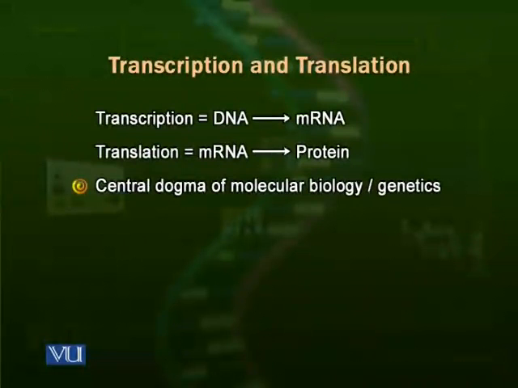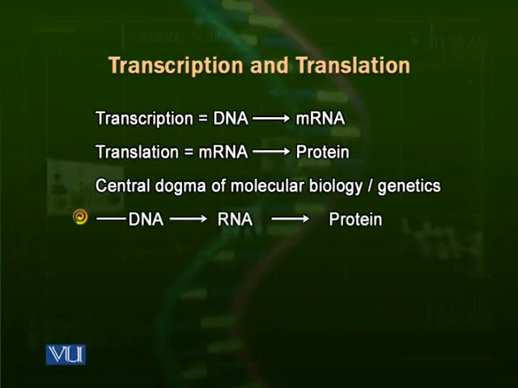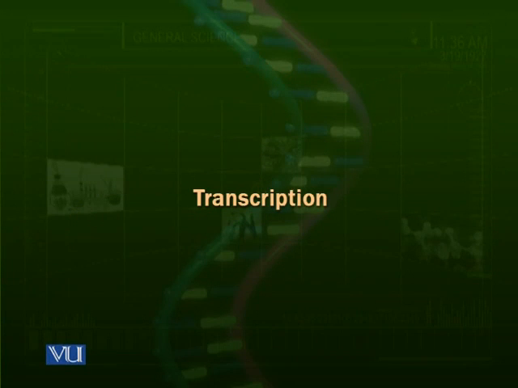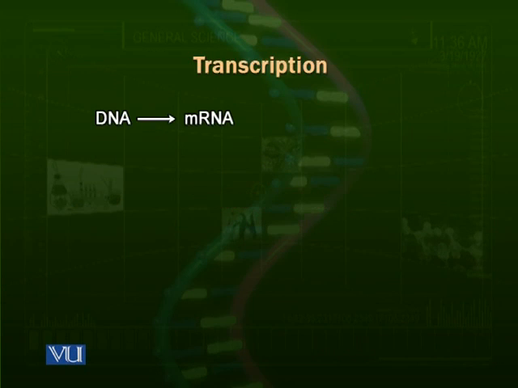This is the central dogma of molecular biology or genetics: DNA codes for RNA, transcription, and RNA codes for protein, translation. Now we talk about the process of transcription. Transcription is the coding of DNA into a messenger RNA. Transcription is a long process which is supported or helped out by the enzyme called RNA polymerase.